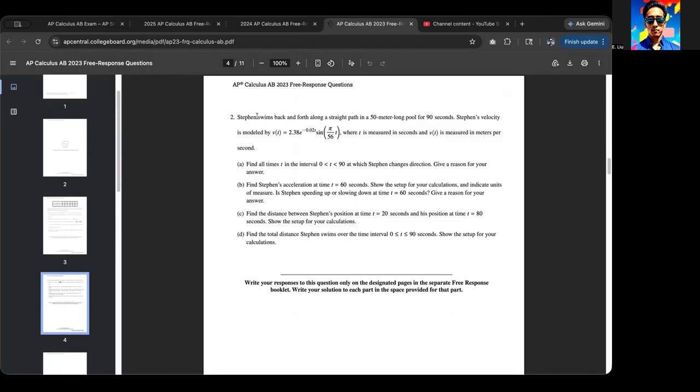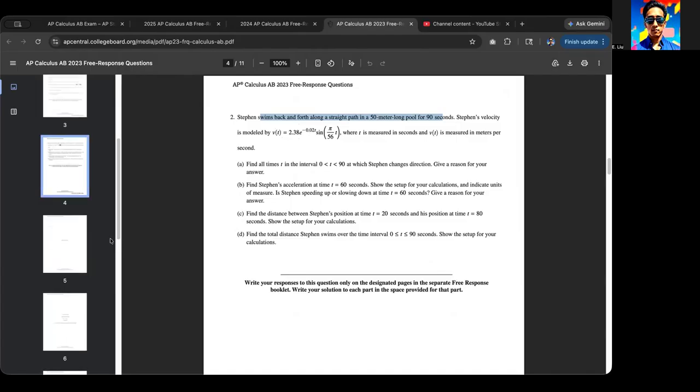Keep in mind too, it is back and forth along a straight path. So in this situation, it's going to be along in a straight line, positive values or positive rate of change, positive velocity is going to the right, negative is going to be going to the left.